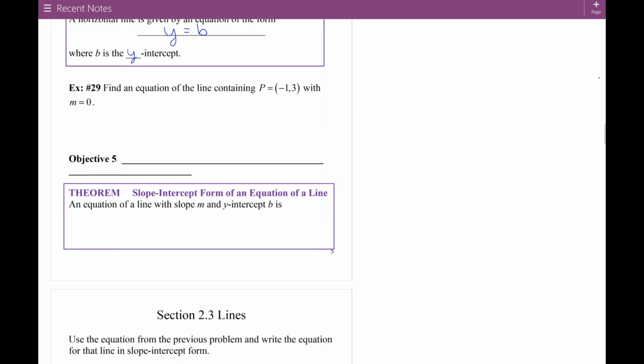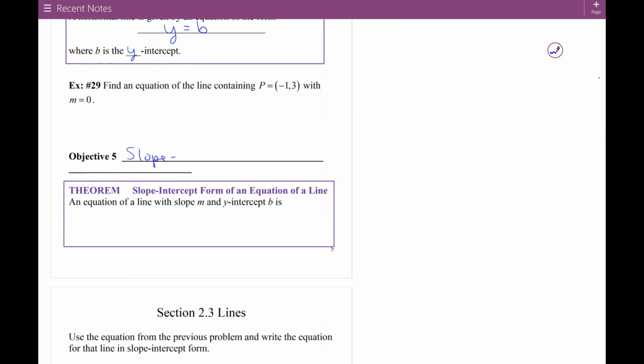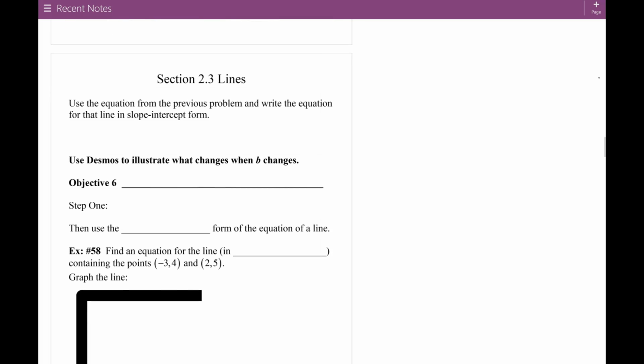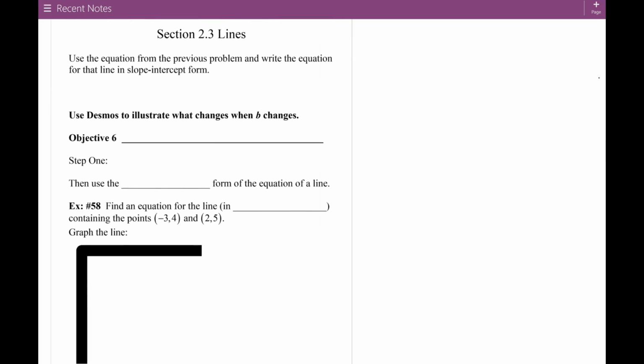Then objective 5 is the slope-intercept form. So point slope form, y minus y1 equals m times x minus x1. The slope intercept form is the one that people seem to remember better. That's y equals mx plus b. So make sure you're familiar and confident with both of those. And we'll do examples in class. Find the equation of the line given 2 points.